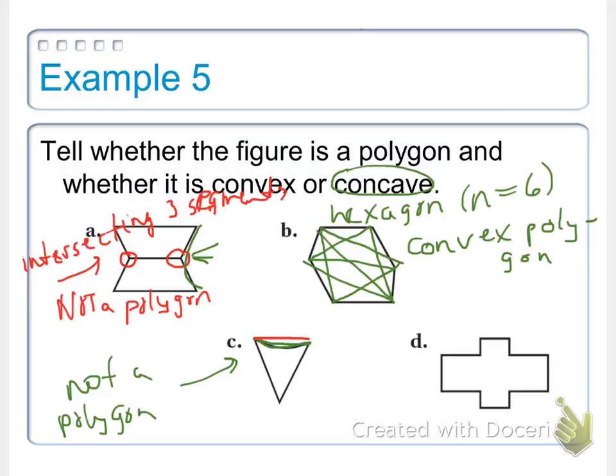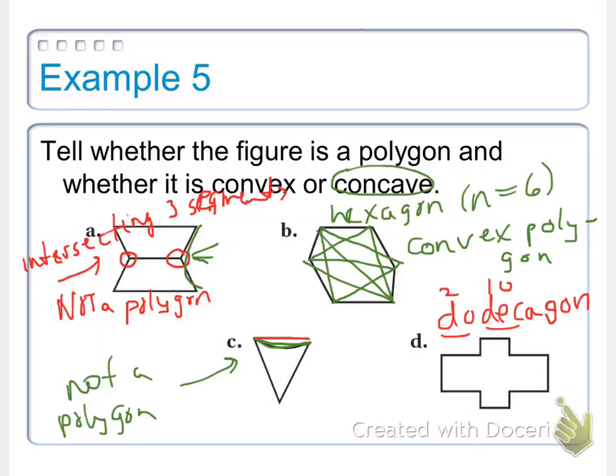The last one is a polygon. It looks like it's got 1, 2, 3, 4, 5, and then 6, 7, 8, 9, 10, 11, 12 sides. Okay, so it's got 12 sides, so it's a dodecagon. You didn't have to call it anything, but we'll practice it because that's part of the section. It's do meaning 2, deca meaning 10, 2, 10, agon.